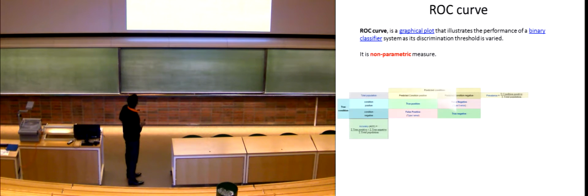So what does it mean? In order to understand ROC, one needs to understand this contingency table when you have a two-category output. You have a true condition, which could be positive or negative. This is a two-class classification, while the predicted condition can also be positive or negative. If you predict something positive which is actually positive, that is called a true positive. And if you predict something negative which is actually negative, that is called a true negative.